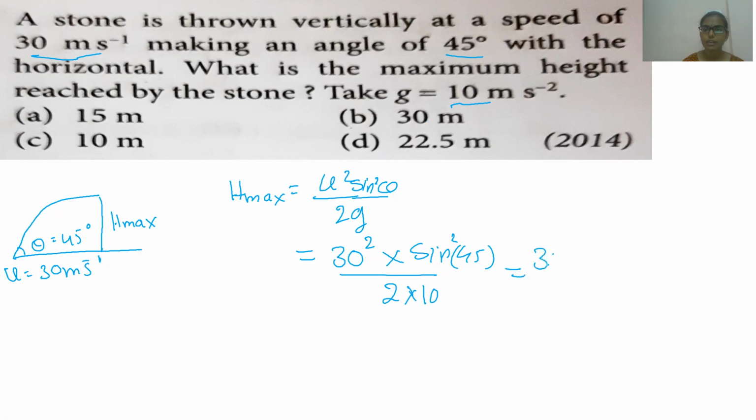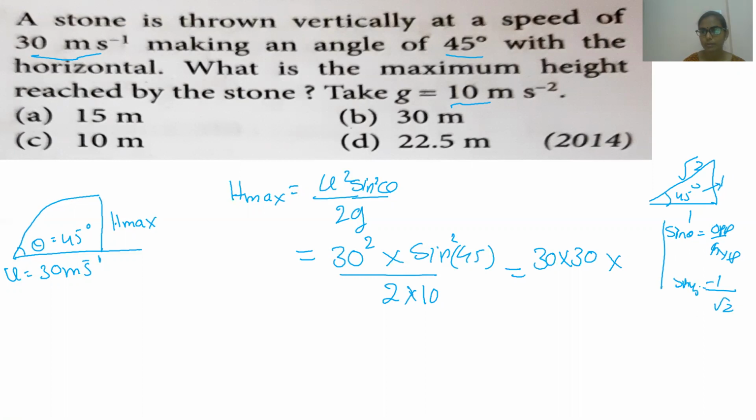Now simplify this. We can write it as 30 into 30, because that is the square, into sine square 45 degree. You know the relation again. Remember this triangle: 1, 1, root 2. This is an angle of 45 degree. So you know sine theta means what, children? Sine theta is opposite by hypotenuse. Here the opposite side is 1 and the hypotenuse is root 2. So sine 45 degree is 1 by root 2. So apply here 1 by root 2.